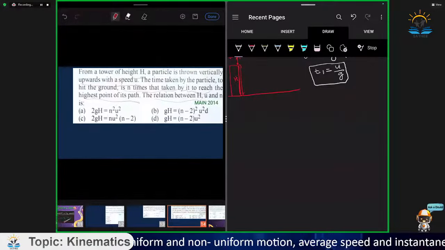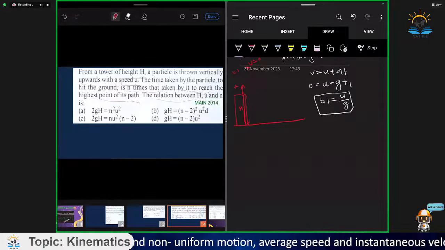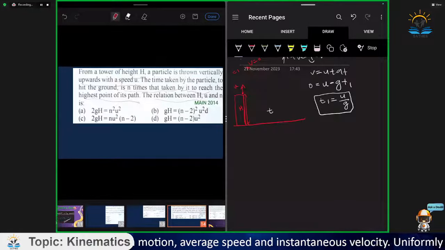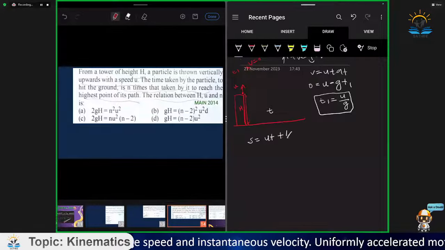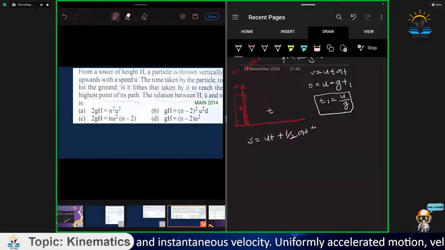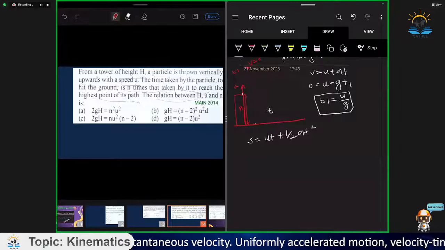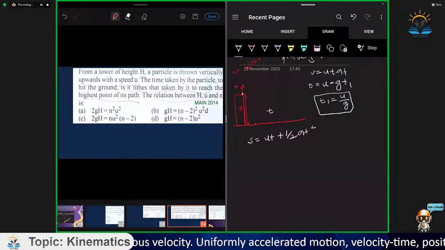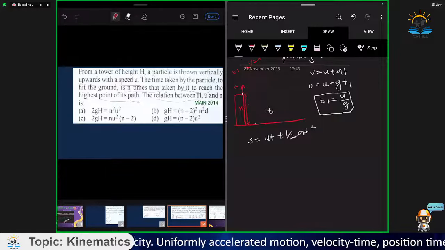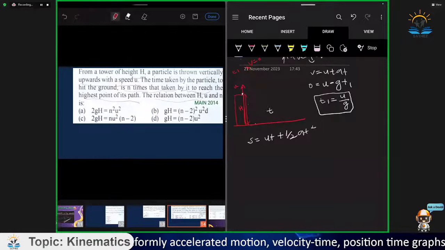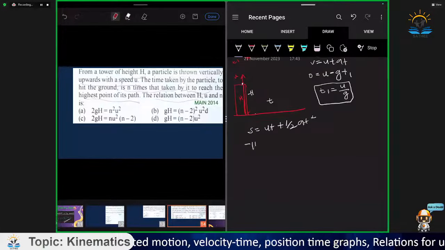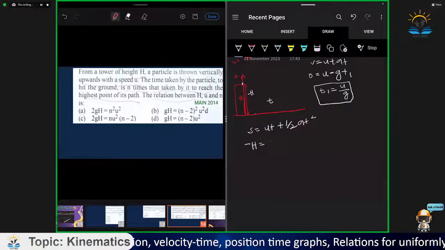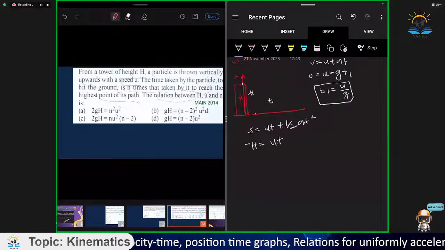And the total time taken from the starting point to hit the ground is time t. So from the equation s is equal to ut plus half a t square, from the starting point to the finishing point, where the particle hits the ground, the displacement will be minus h. See, the downward direction we took as negative. So displacement is minus h, initial velocity is u and time is t, minus half into g t square.